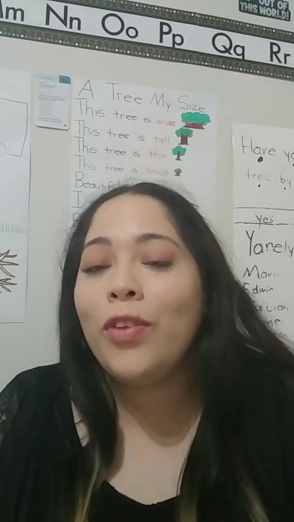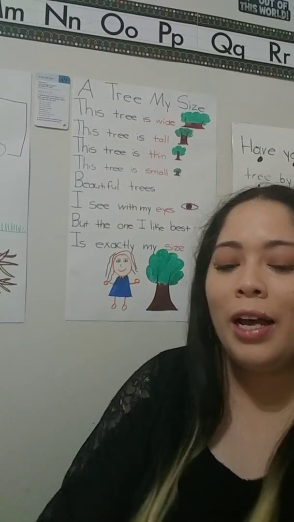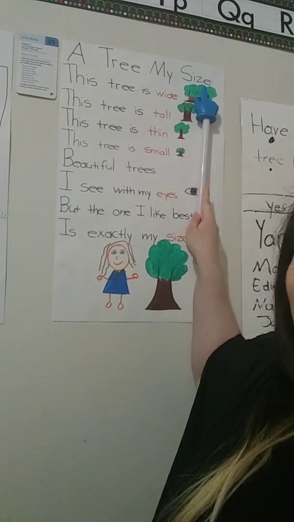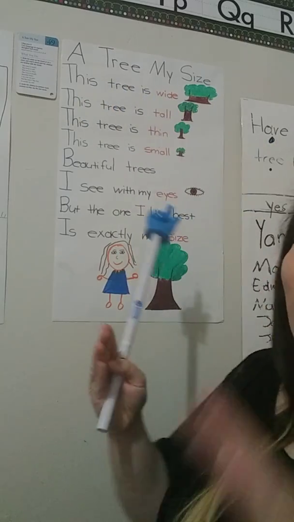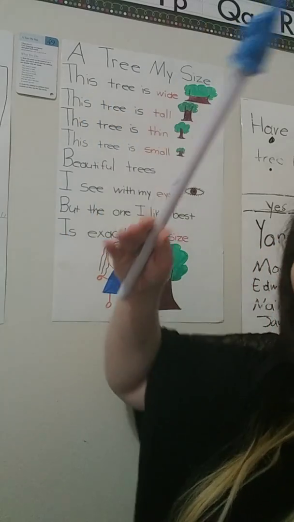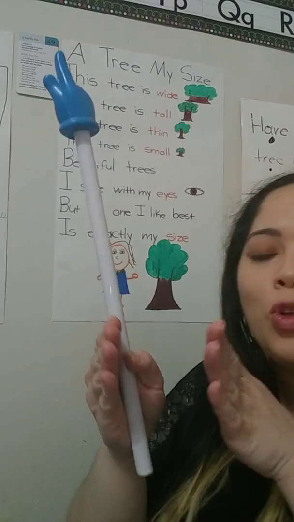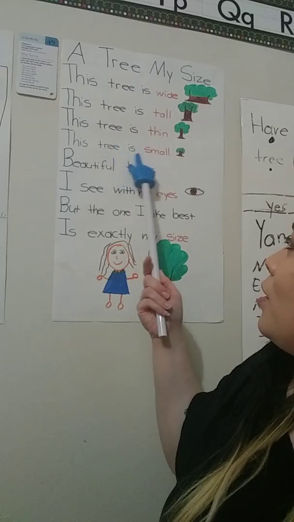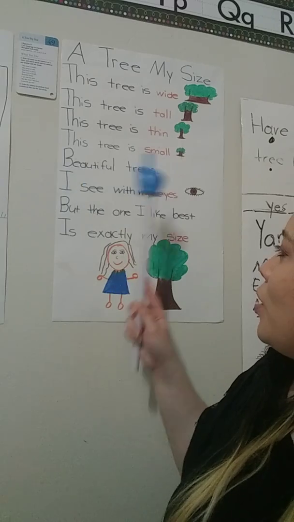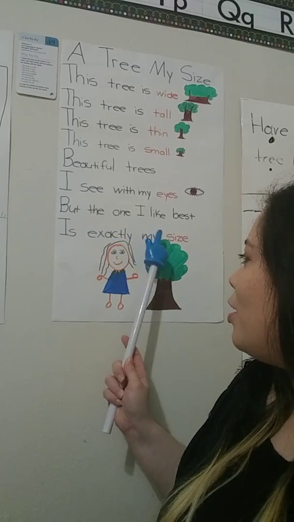All right. Now I want to review our poem we've been using all week, okay? Do you remember the title of the story? It's called A Tree My Size. This tree is wide. Show me wide with your hands. This tree is tall. Show me tall with your hands. This tree is thin. Show me thin with your hands. This tree is small. Show me small with your hands. Beautiful trees I see with my eyes, but the one I like best is exactly my size.